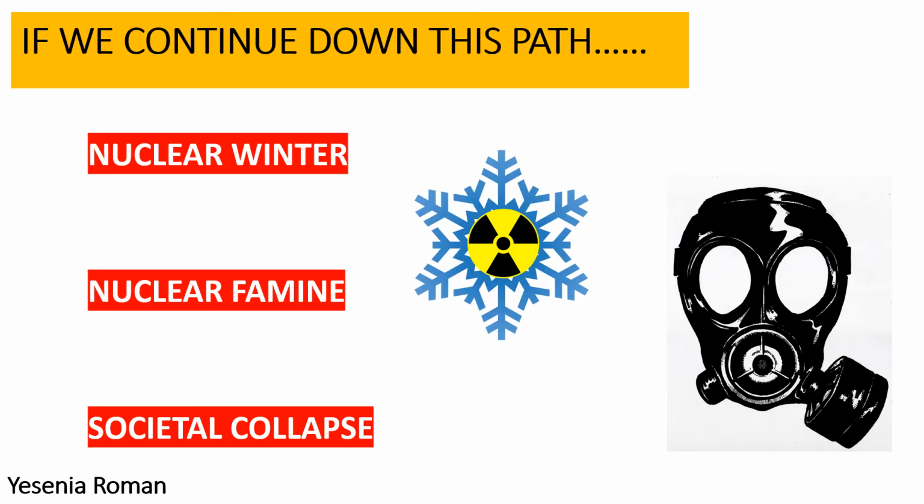If we were to continue down this path, we could suffer things such as nuclear winters, nuclear famine, and societal collapses. A major nuclear exchange would have long-term effects, primarily from the fallout released, and could also lead to a nuclear winter that could last for decades, centuries, or even millennia after the initial attack.